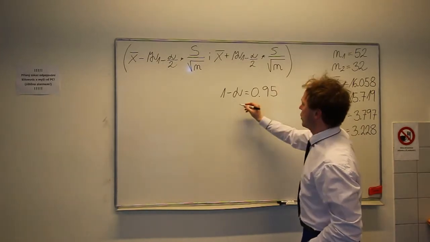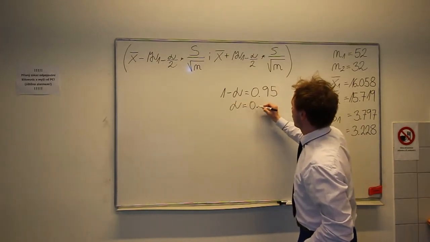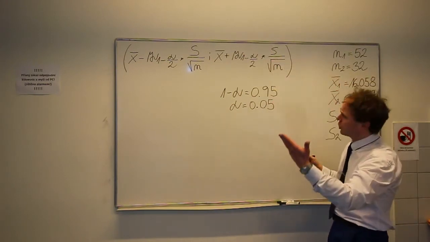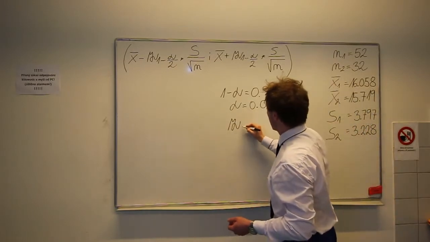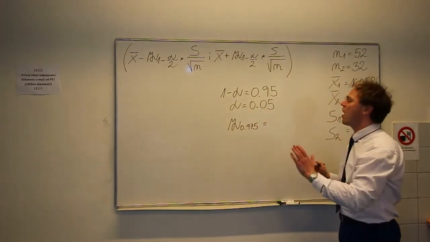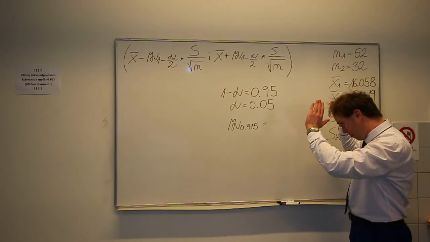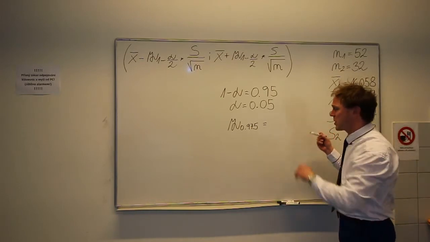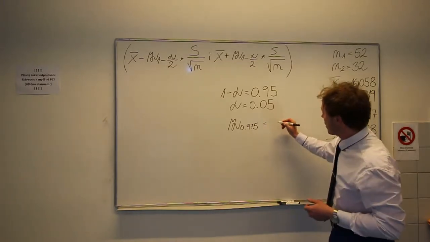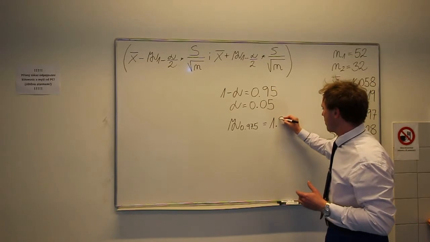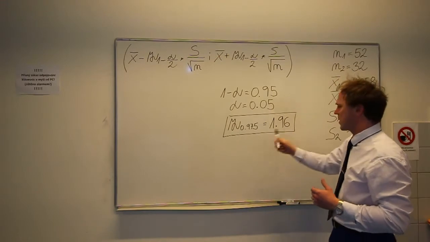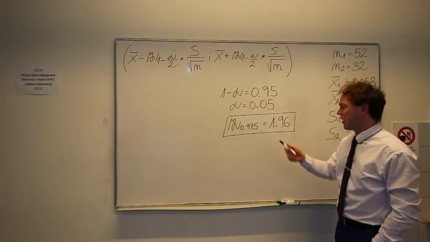So if we require 1 minus alpha equal to 0.95, we know that alpha must be equal to 0.05, and therefore we are searching for the quantile Z 0.975, the 97.5% quantile of the standard normal distribution. I said at the previous seminar that it will be good for you to remember the value of this very important quantile, Z 0.975.